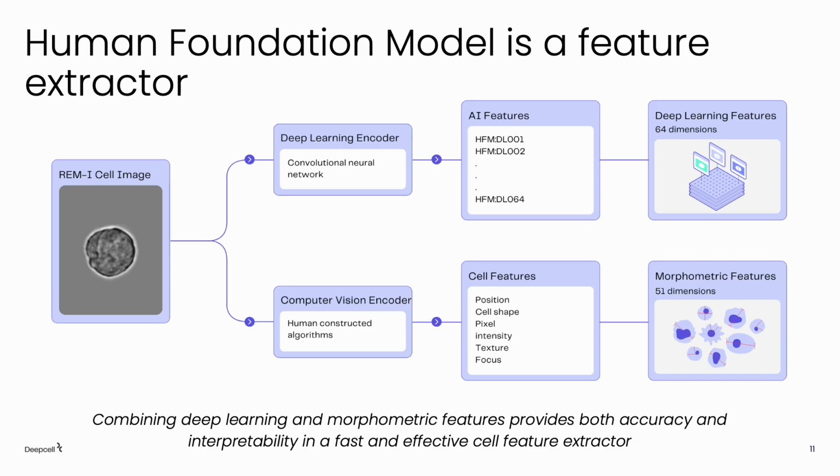The Deepcell HFM is unique in that it combines deep learning and morphometric features, providing both accuracy and interpretability, and it is a fast and effective cell feature extractor, enabling real-time cell classification and sorting. The HFM contains 115 combined embedding dimensions, including 64 deep learning-derived embeddings and 51 computer vision-derived morphometrics. So let's talk about the distinction between these two a bit more.